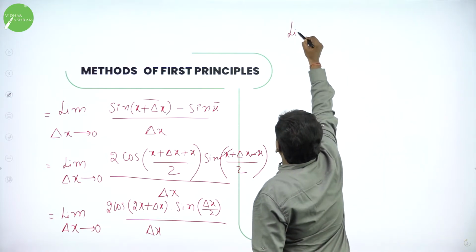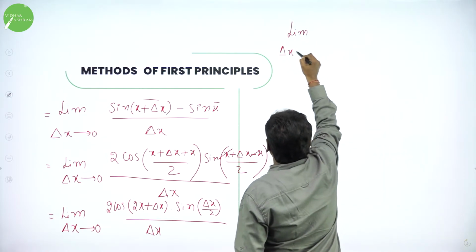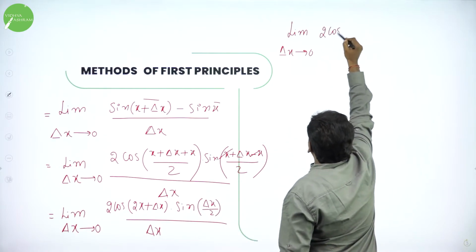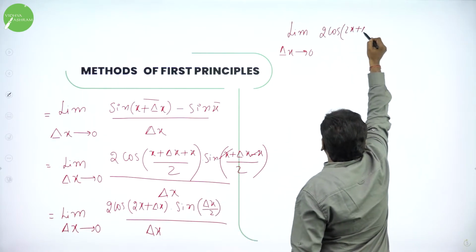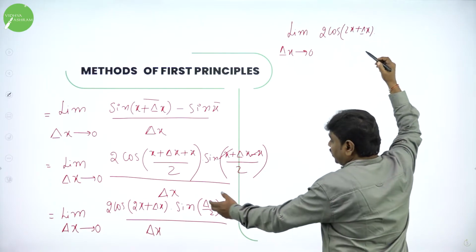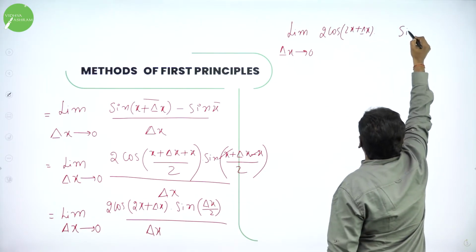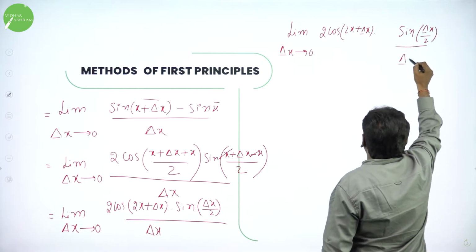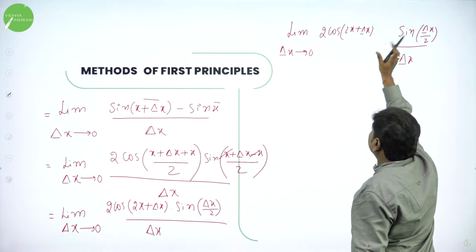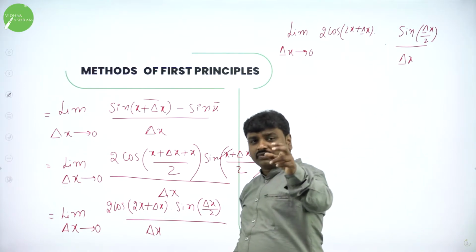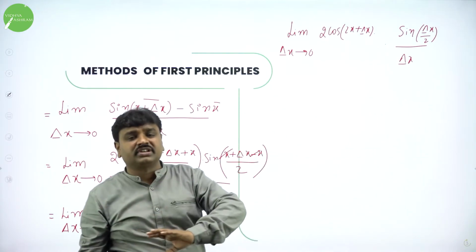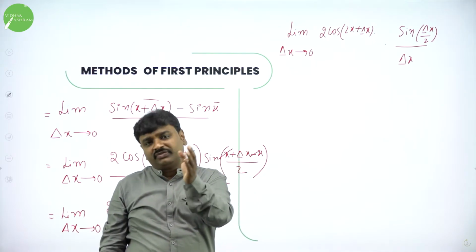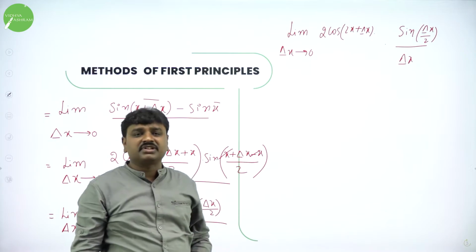So, I will separate this as limit delta x tends to 0. I will apply it for the first part. What is the first part? 2 cos of (2x plus delta x) by 2, and the remaining part is what? Sin of delta x by 2 by delta x. I write them as a product of two functions. All of you know, if you have a product of two functions, then you can apply the limit for each function. The limit of f of x into g of x is the limit of f of x into the limit of g of x, that we discussed in the limits topic.